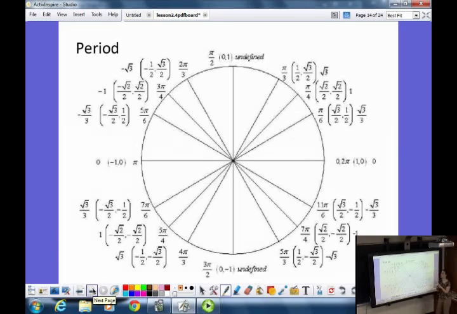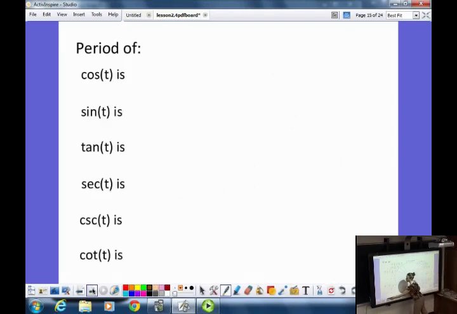Okay. So the trig functions also have what's called a period, and so they repeat themselves. So how far around the unit circle do we have to go before we repeat all the cosine outputs? What was it? 2 pi. Why 2 pi? That's how long it takes to go fully around the circle. Right. So cosine of t, its period is 2 pi.